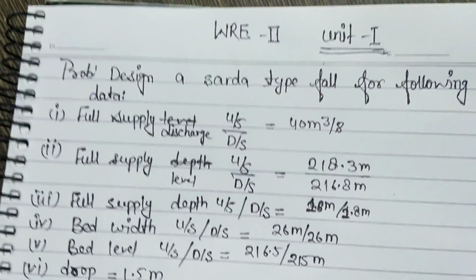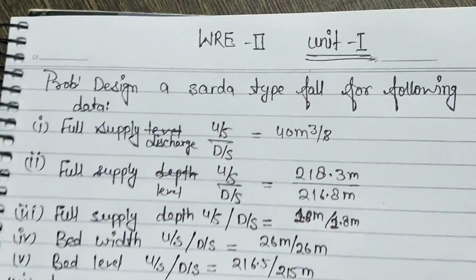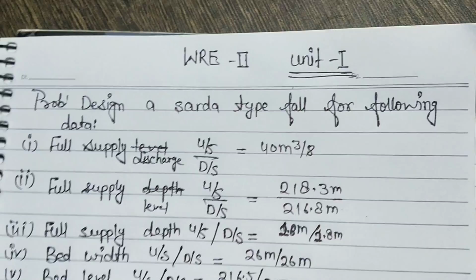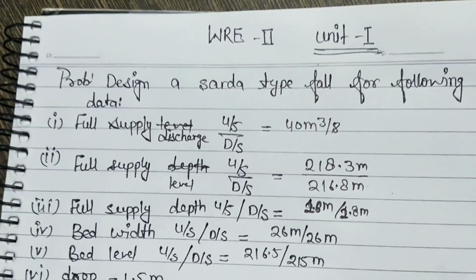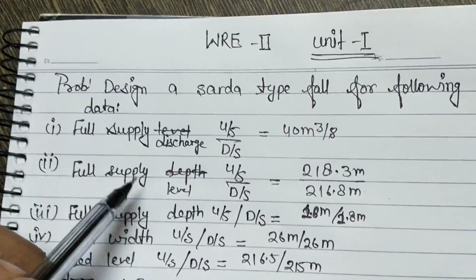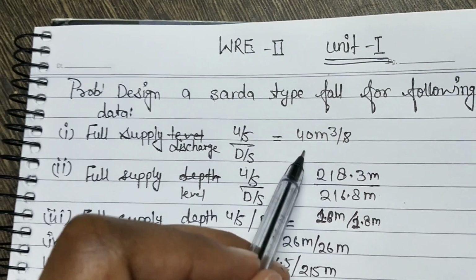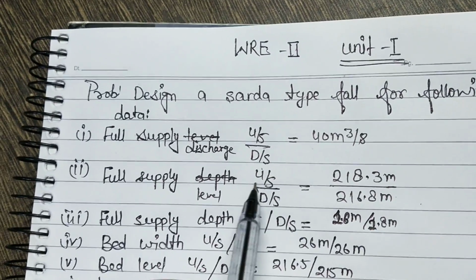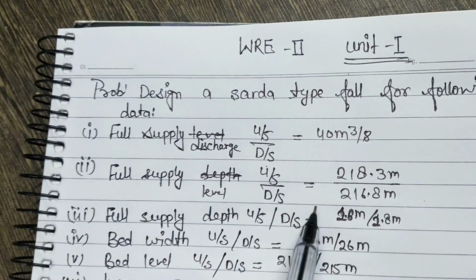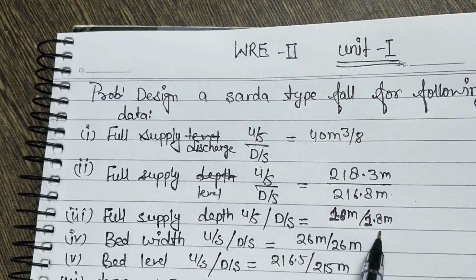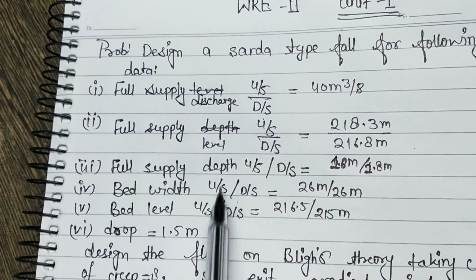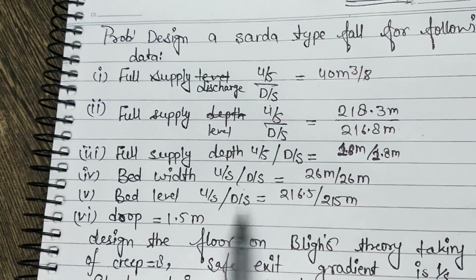Hello everyone. So finally we are going to solve a numerical of Sarda type fall, which is a question of WRE second unit. The problem is: design a Sarda type fall for the following data. Full supply discharge for upstream and downstream both is 40 meter cube per second. Full supply level is 218.3 for upstream and 216.8 for downstream. Full supply depth is 1.10 for upstream and downstream both, and bed width is 26 for both streams. Bed level is different for both streams, and drop is 1.5.